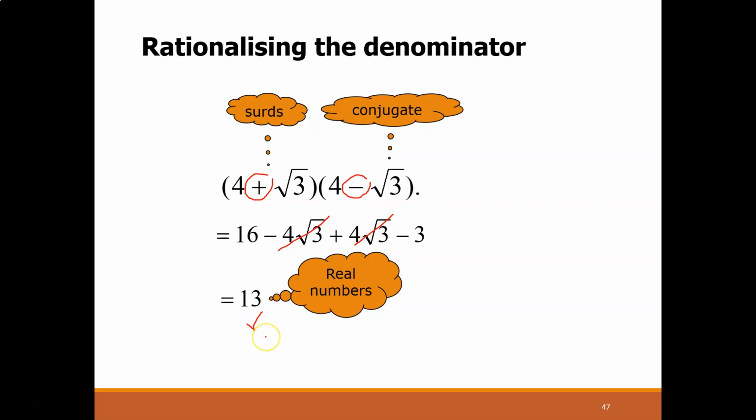You get real numbers. Why is it that when you have surd, we always multiply it with the conjugate? Why do we multiply it with the conjugate? Because you want to obtain a real number answer. Otherwise your answer will be in surd form. That's why we multiply it with a conjugate.